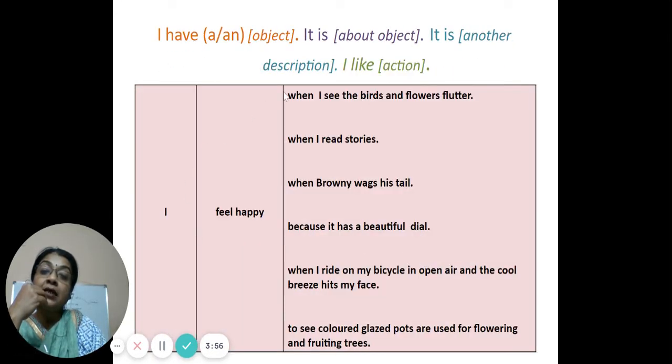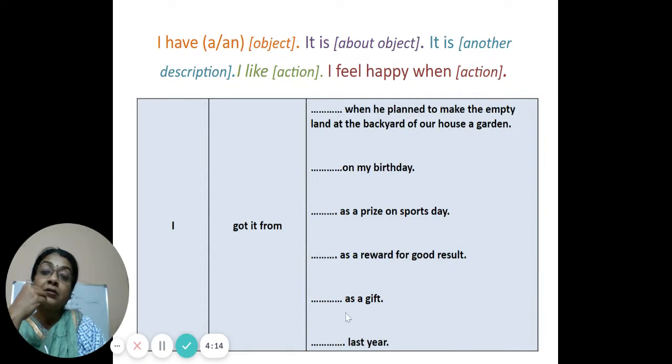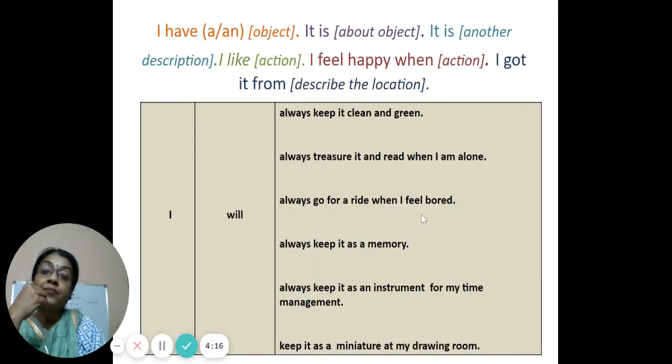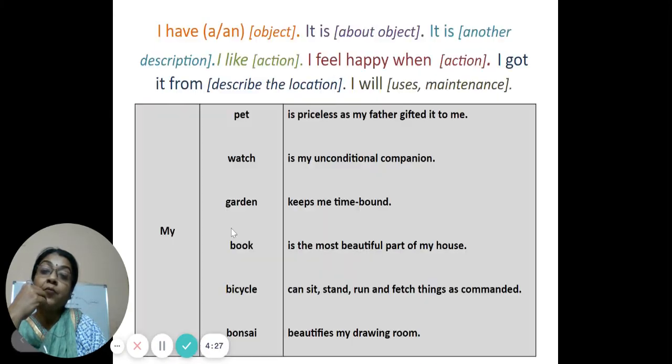So similarly, they can structure a paragraph based on the substitution table. I feel happy probably when I read stories because it relates with the book. I got it. They have to relate it to the object. I will always treasure it and read when I am alone if it is a book. My book is priceless as my father gifted to me.